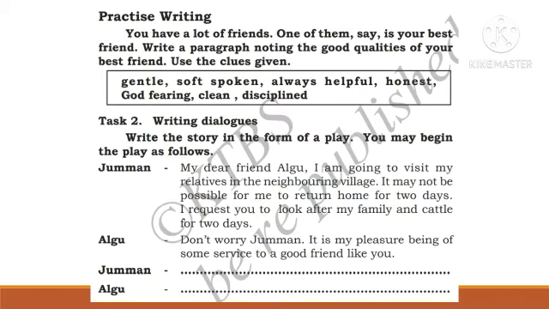Juman: My dear friend Algu, I am going to visit my relatives in the neighboring village. It may not be possible for me to return home for 2 days. I request you to look after my family and cattle for 2 days. Algu: Don't worry, Juman. It is my pleasure being of some service to a good friend like you.